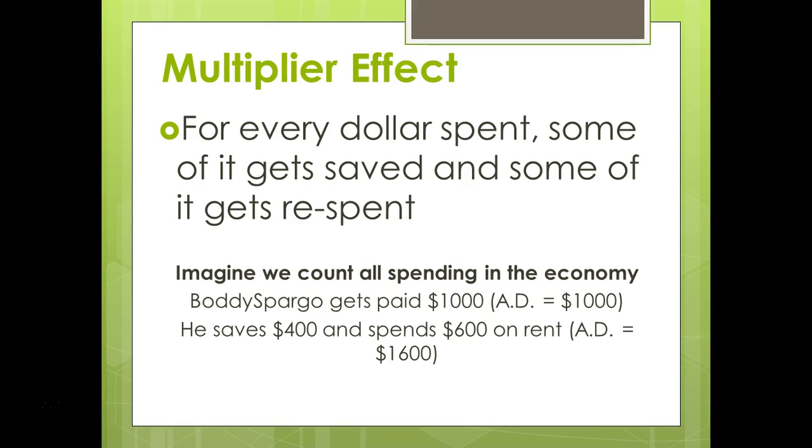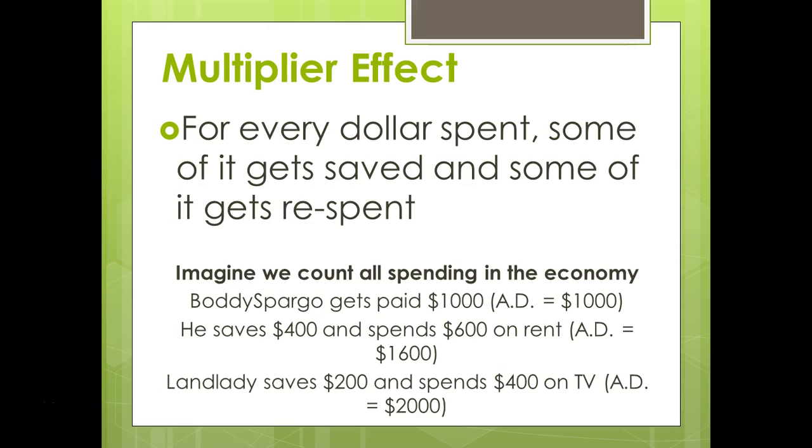And now the aggregate demand, as how much was purchased in the economy, was $1,000 originally when I got paid, and then $600 when my landlady got paid. So total aggregate demand is $1,600 at this point. And then the landlady saves $200 of that rent money and spends $400 on a TV. And that means that the total aggregate demand goes up by $400 because she re-spent some of that money on a TV. And so the aggregate demand, or GDP, at this point is $2,000. So that's how the multiplier effect works. The money that's originally spent is someone else's income, and they spend that money, which is someone else's income, and they spend that money, or whatever they don't save.